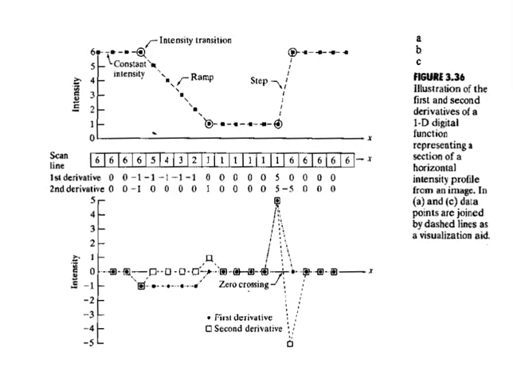Note that the sign of the second derivative changes at the onset and end of the step or ramp. In fact, we will see in figure C that in a step transition, a line joining these two values crosses the horizontal axis midway between the two extremes. This zero crossing property is quite useful for locating edges.